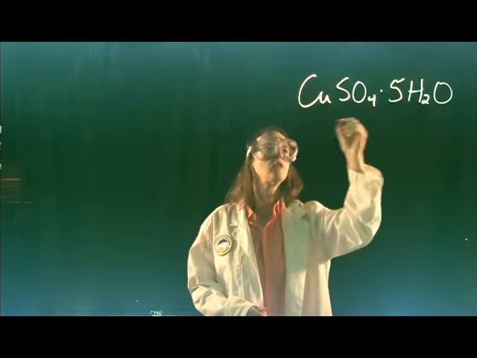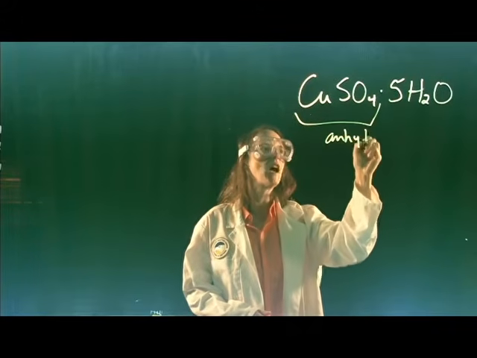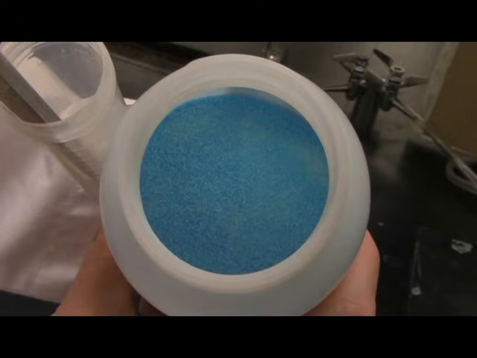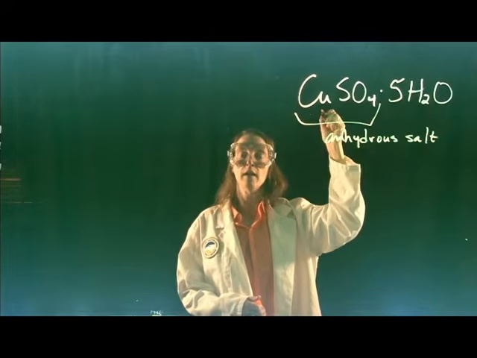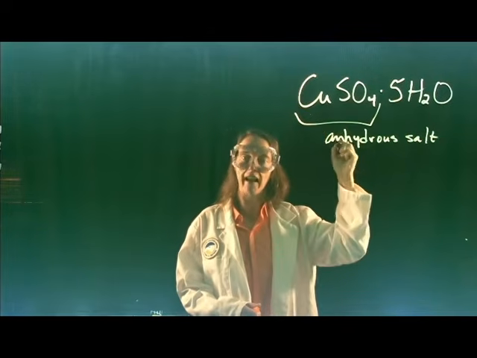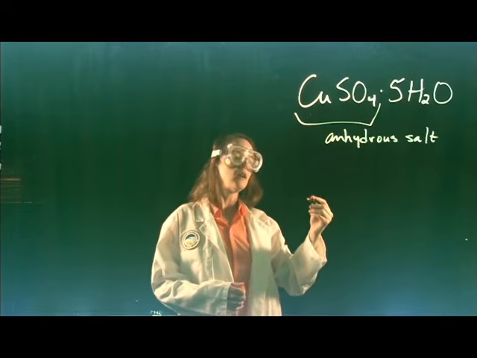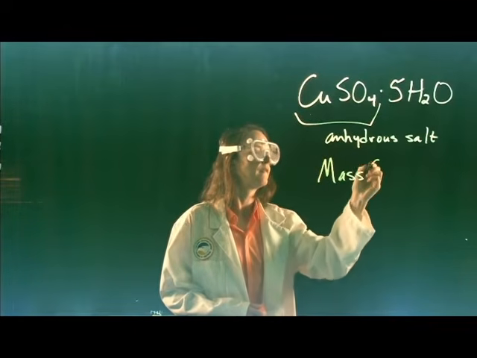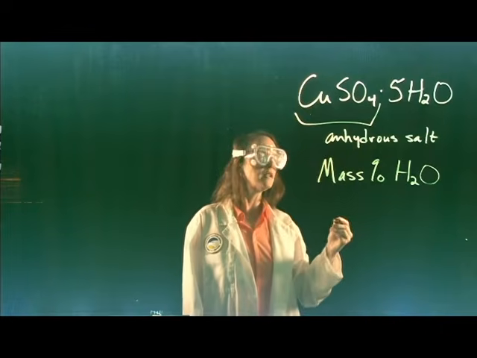The part without the water, the copper 2 sulfate, is referred to as the anhydrous salt, where anhydrous means without water. The 5 represents a ratio of 5 waters to 1 unit of the copper 2 sulfate anhydrous salt. We can look at that ratio to calculate the mass percent of water in a compound, in a hydrate.